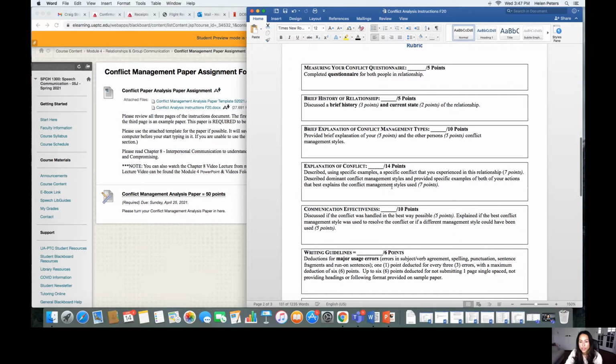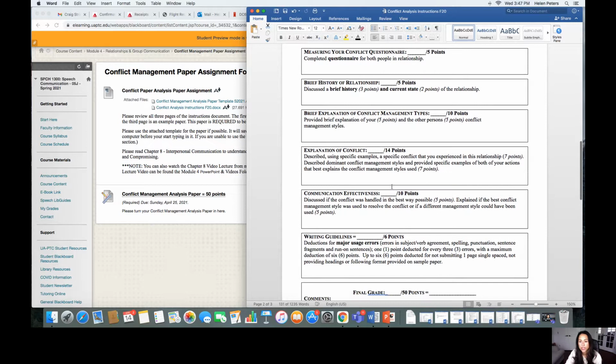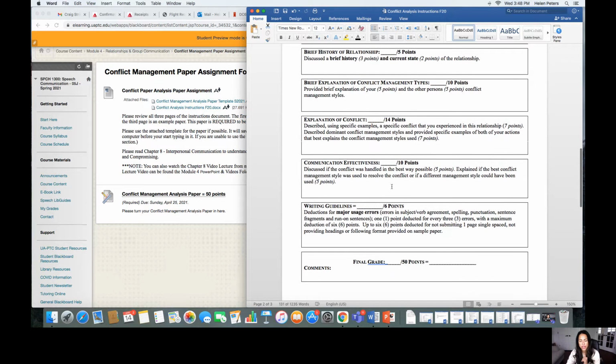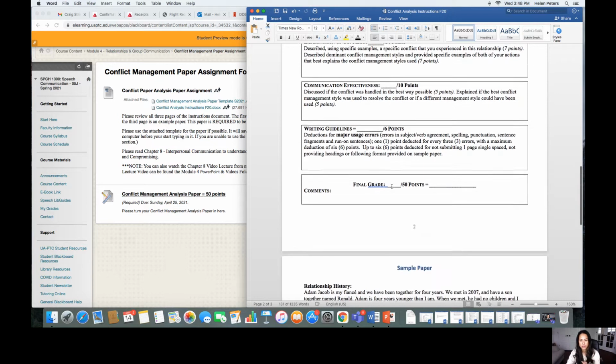Okay, so this is the rubric that I will use. So you can kind of see where your points come from. So you completed it, you talked about the relationship, so you gave the brief history, a brief explanation of conflict management types, explanation of conflict, communication effectiveness, and you followed the writing guidelines. So make sure to do all those things. You can look at that in more detail on your own time.